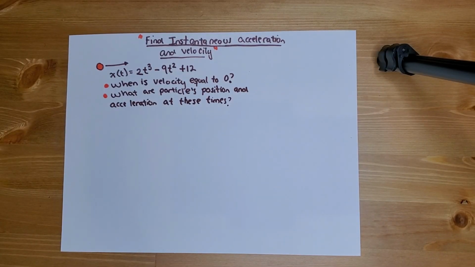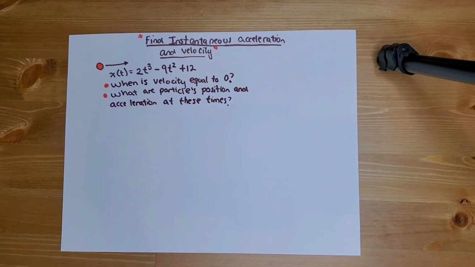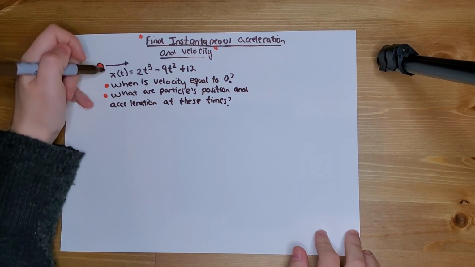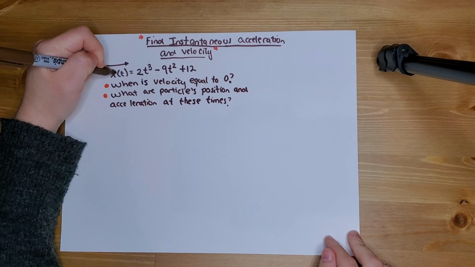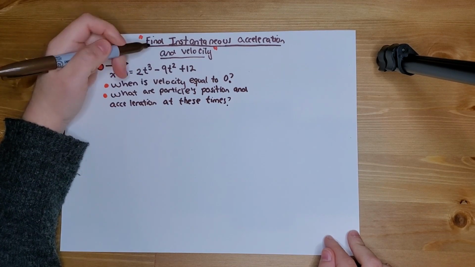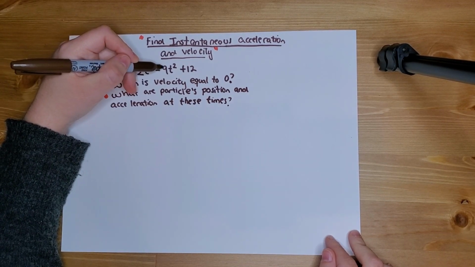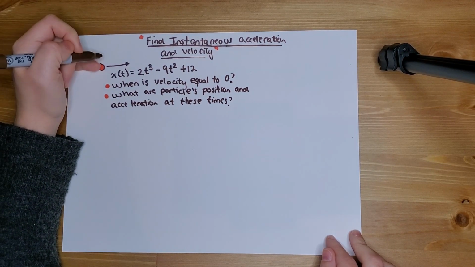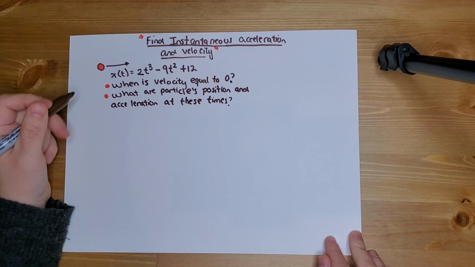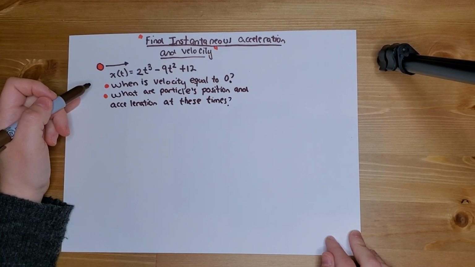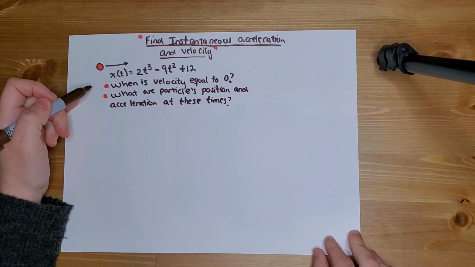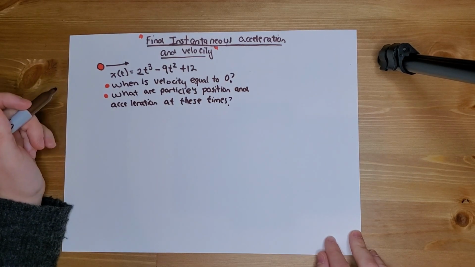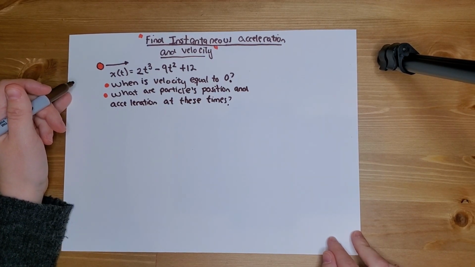The question is, if I have a particle and the position is given by the formula x of t equals 2t cubed minus 9t squared plus 12, when is the velocity equal to 0? And then the next question is, what are the particle's position and acceleration at these times when the velocity is equal to 0? So let's start with the first question.